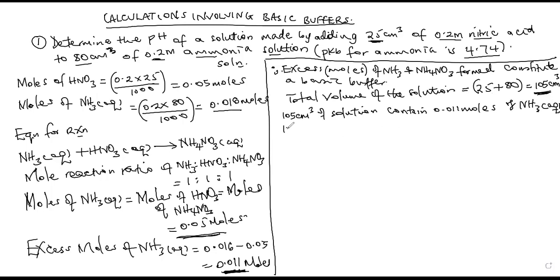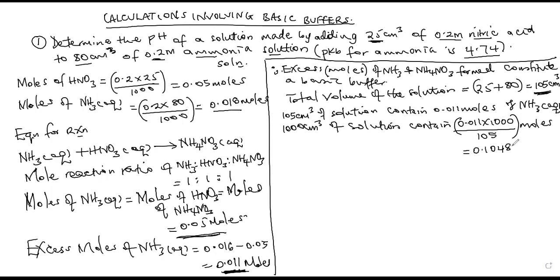If that is the case, then what about 1,000 cubic centimeters of this solution? It will contain 0.011 times 1,000 everything over 105 moles. This one here will give me the moles of ammonia in 1,000 cubic centimeters. And that one will give me 110/105. It will give me 0.1048 molar. Now, this is the concentration of ammonia in a buffer solution.